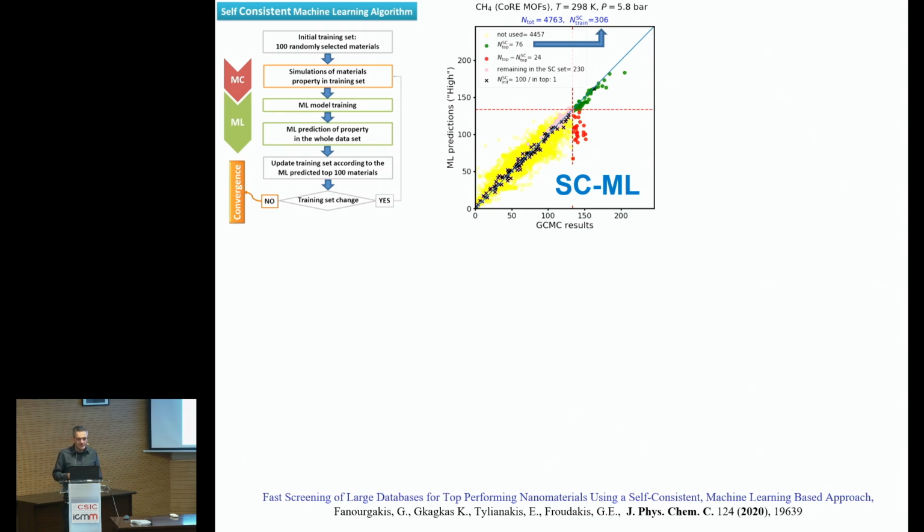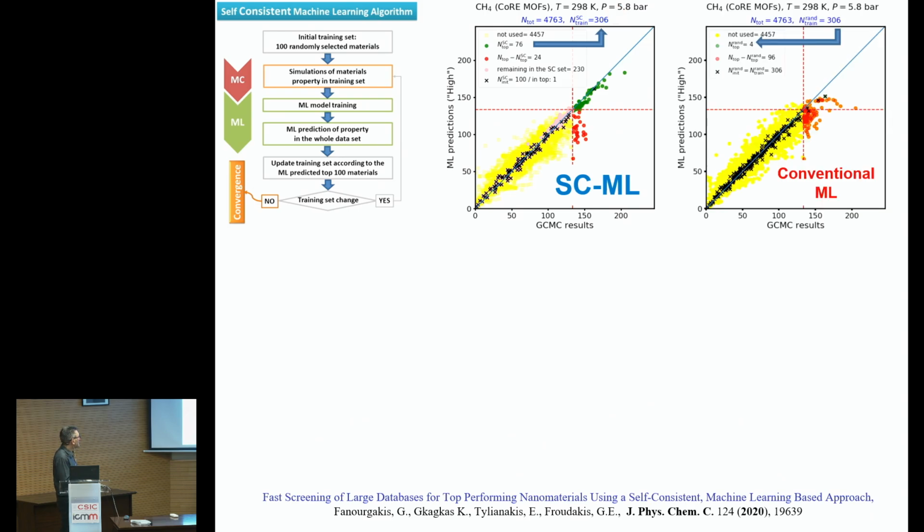So how does this work in reality? Here we have ML predictions and Monte Carlo results. If we use our algorithm, it finds 76 of the 100 real top performing materials by using 300 MOFs for the training set. If we use 300 MOFs randomly in the training set, we can identify only 4 of the 100 top performing materials.